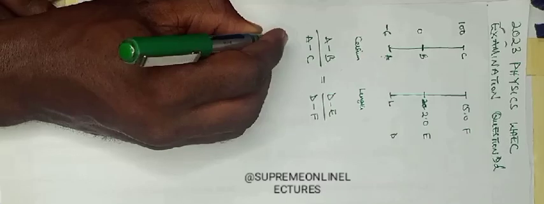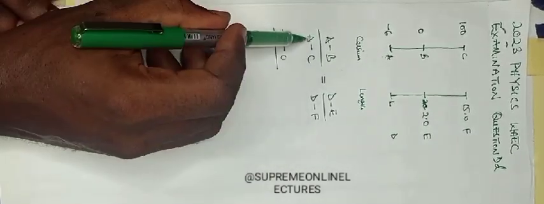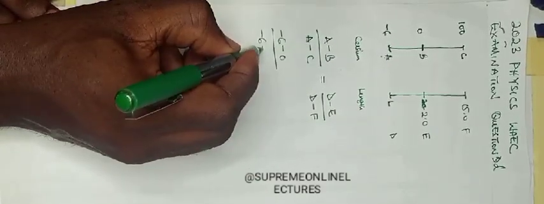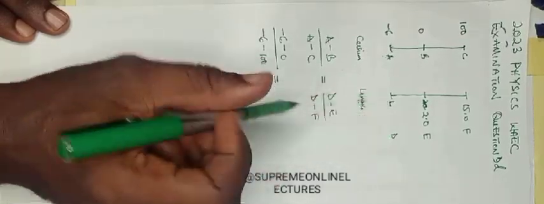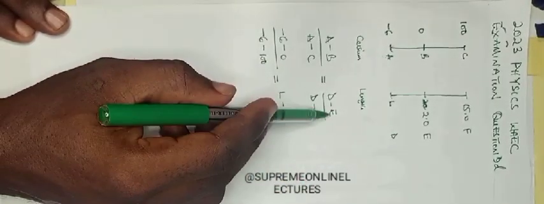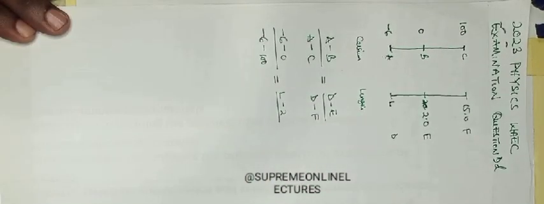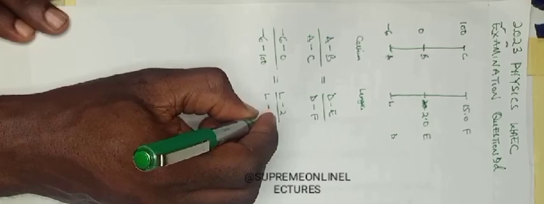My A is minus 6, then minus my B, which is 0, divided by my A, which is minus 6, minus my C, which is 100, equals to D. What is my D? L, minus, what is my E? 2, divided by my D, which is L, minus my F, which is 15.